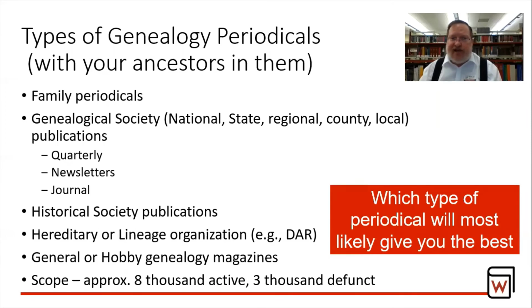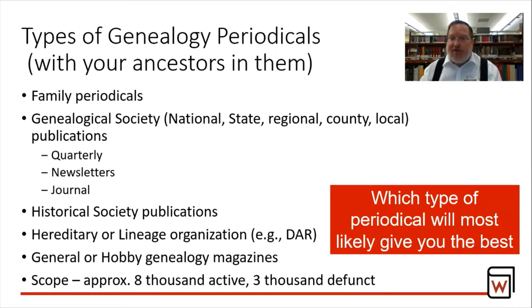Now, just some basic types of periodicals: family periodicals, genealogical society, whether it's national, state, regional, they come out quarterly, newsletters, journals, parallel historical society publications. There are hereditary organizations like the DAR. General or hobby genealogy magazines have information that is valuable as well. Just the scope of periodicals, there are roughly about 8,000 genealogical titles and about 3,000 are defunct.